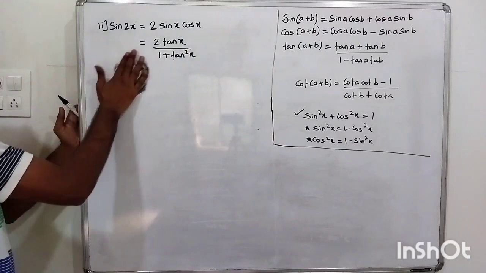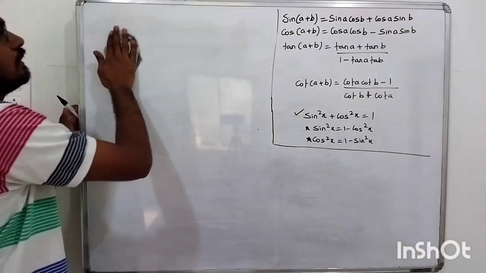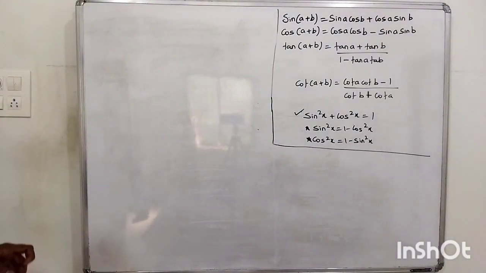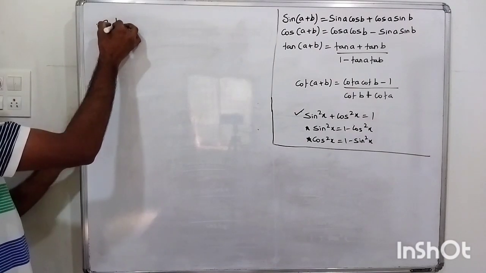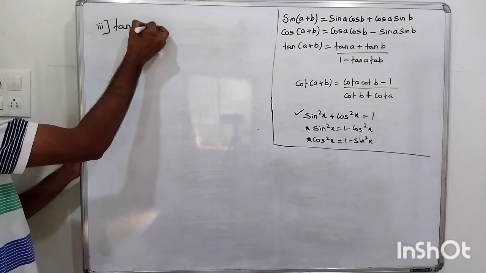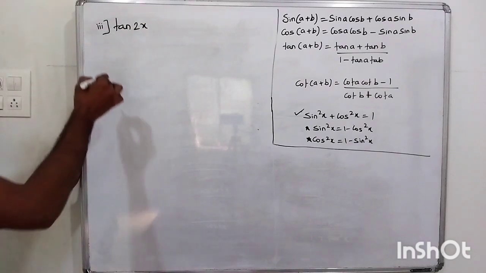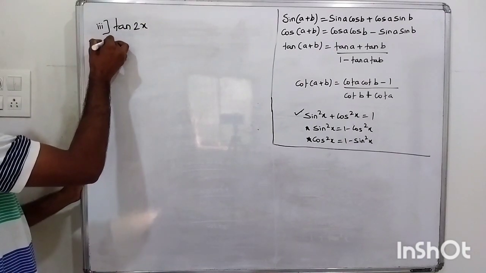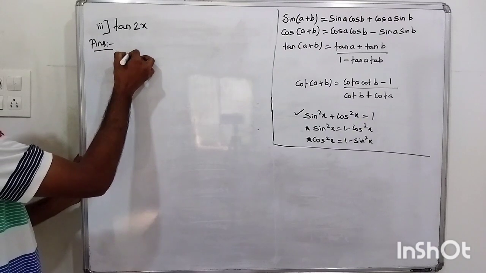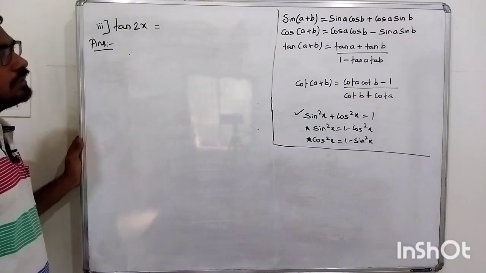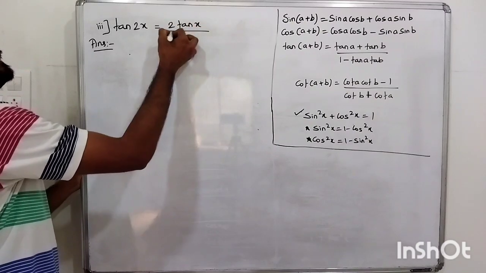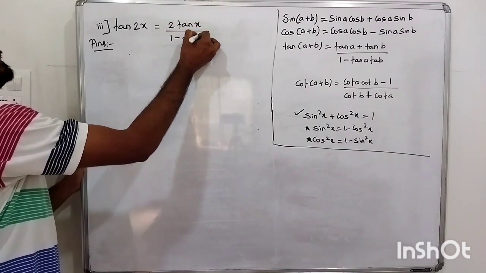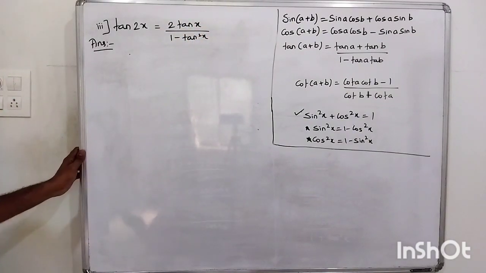Similarly we will prove for tan 2x. So how do you prove this? Again, the formula for tan 2x is very simple: 2 tan x upon 1 minus tan square x. And how do we prove this? Just simplify.